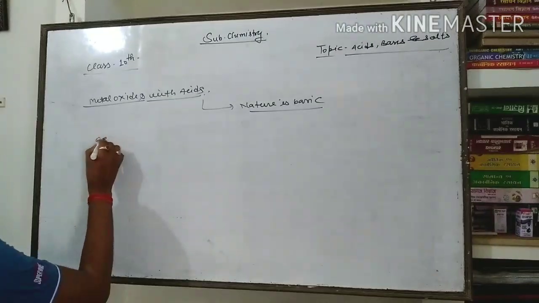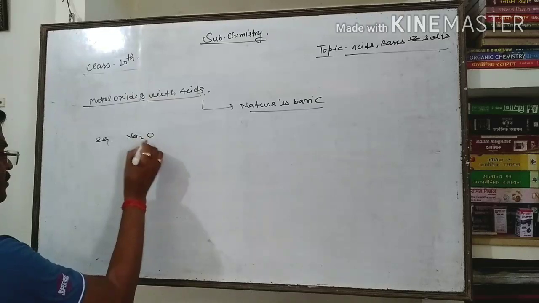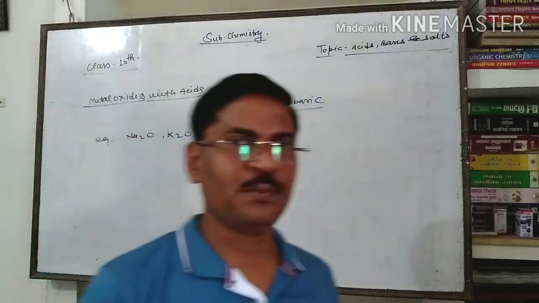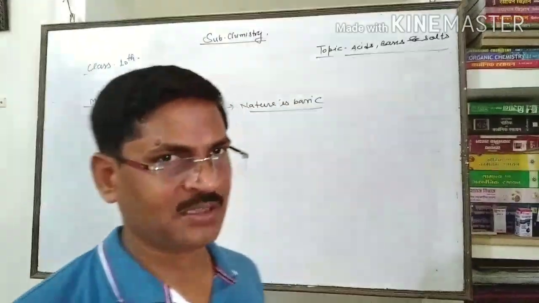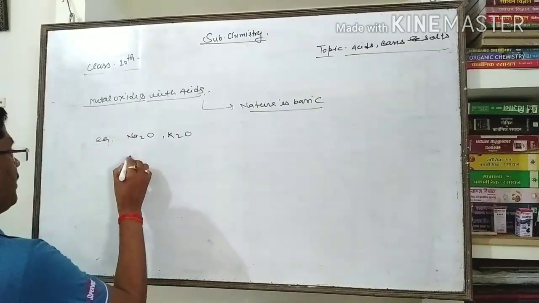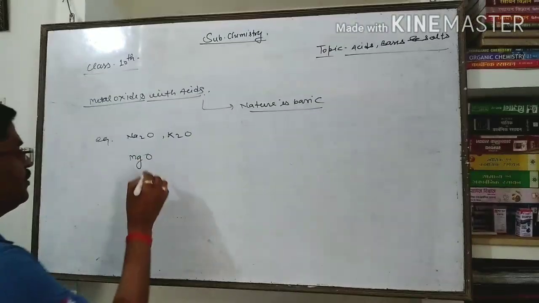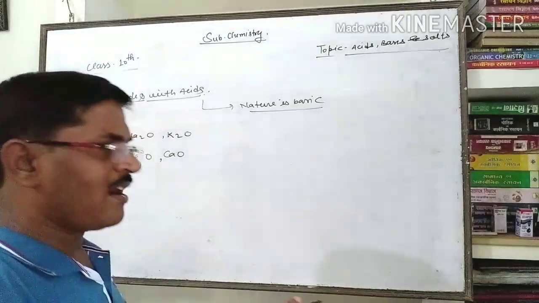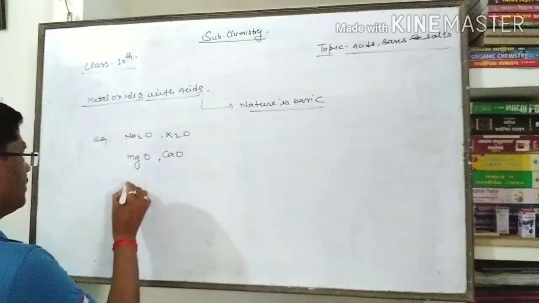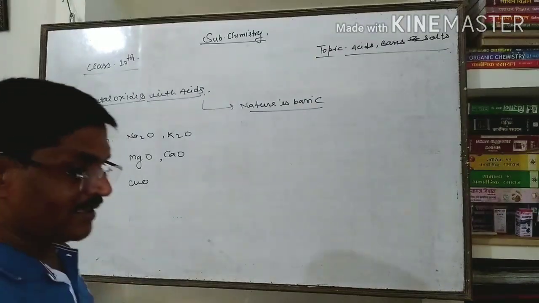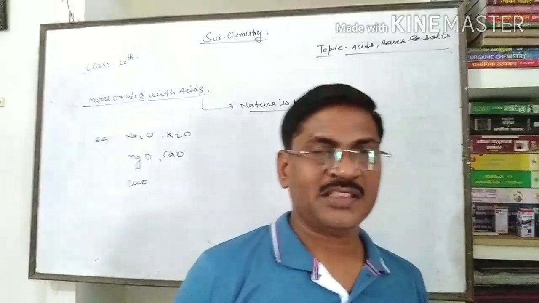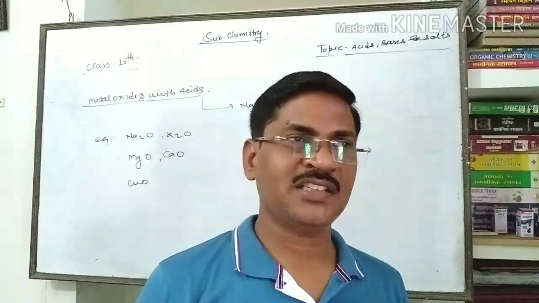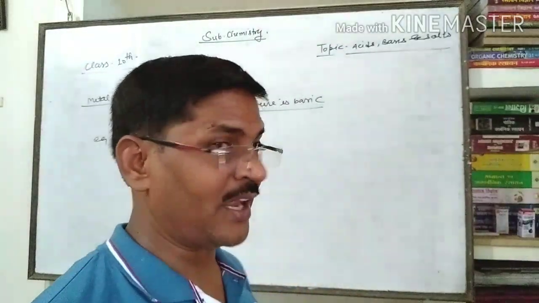Metal oxides, for example Na2O, K2O, these are the oxides of the first group of the periodic table, sodium oxide and potassium oxide. Second group, like MgO, CaO, and some other metal oxides like CuO. When you react these oxides with acids, already you know these are oxides having basic nature, so they react with acids and give salt. It means they become neutralized there.